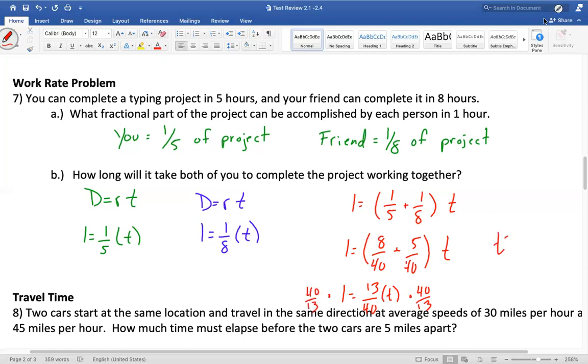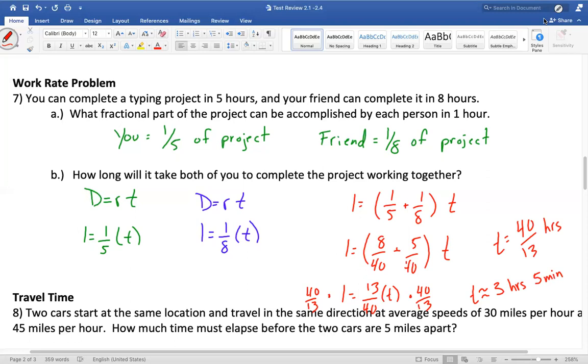And your time would be 40 over 13 hours, which would be approximately, because it never works out evenly all the time, 40 divided by 13 would be approximately 3 hours, and let's say, I'm going to say 6 minutes, or 5 minutes, sorry. It's approximately 3 hours and 5 minutes.